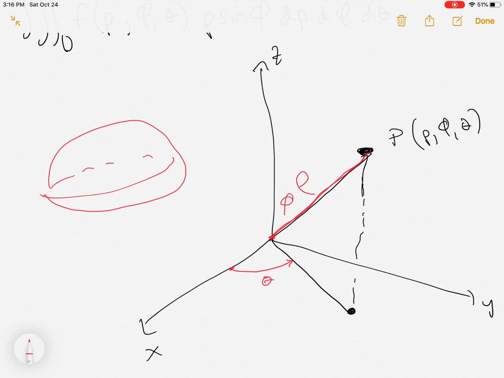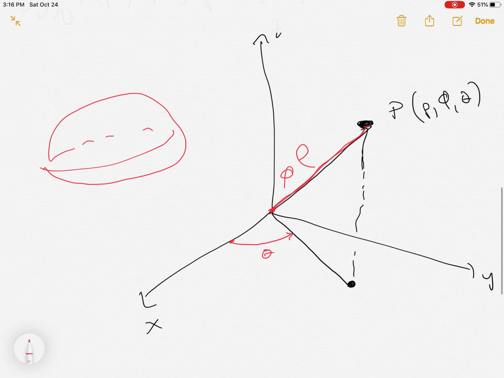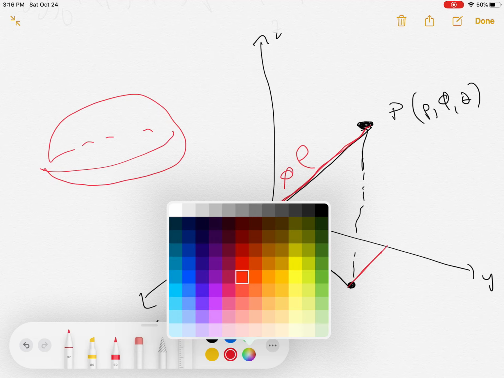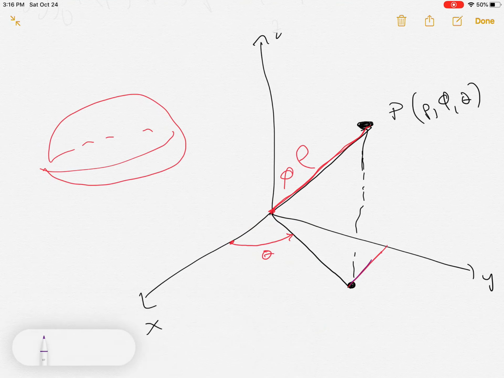And it's pretty cool because the angles make things clear when you're actually on a curved surface that's spherical or semi-spherical. All right, so just like before, there's a relationship between the rho, the phi, and the theta, and x, y, and z. So let's see if we can figure that out. So we're going to do what we did before. So this distance is x. This distance is y.